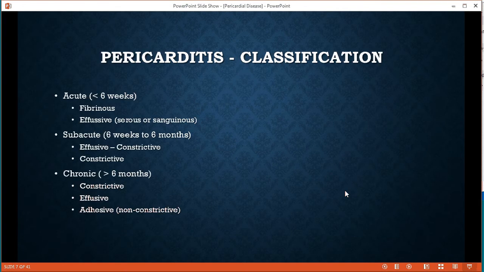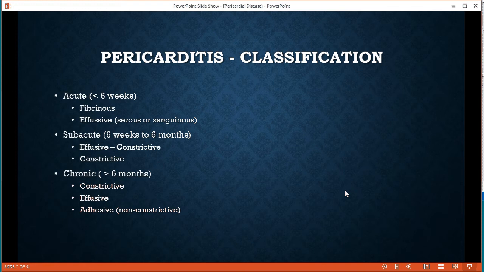Okay, so when you're classifying pericarditis, if you think of the number 6, that gets you in the right ballpark. If you have somebody who is less than 6 weeks, it's going to be fairly acute. Subacute is going to be 6 weeks to 6 months. Chronic is going to be greater than 6 months. Typically, the acute phase is going to be either effusive or fibrinous.